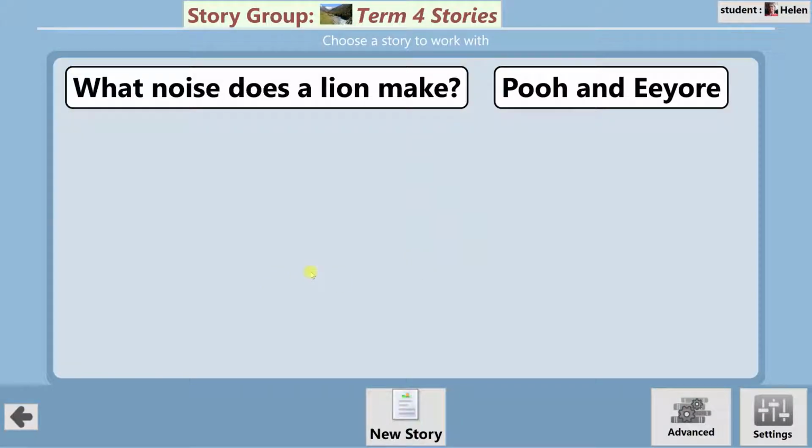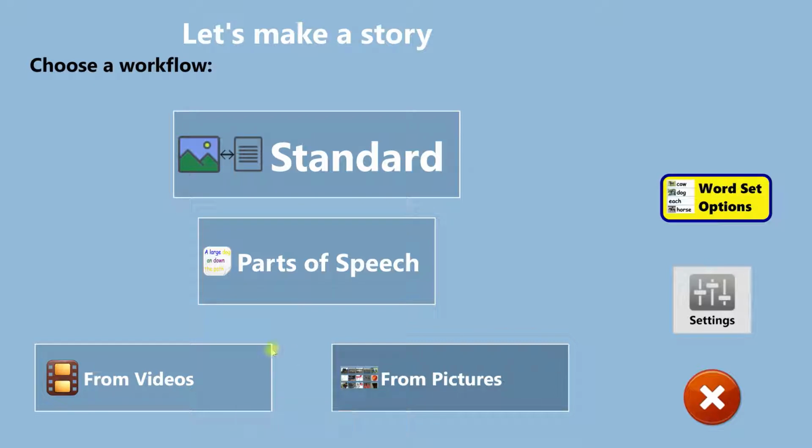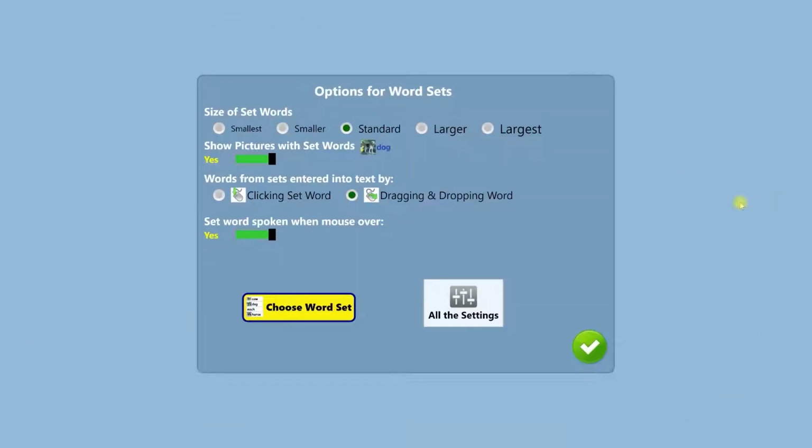I'm going to show you how you use word sets to write a story. So we'll just click on New Story, and then on the screen, instead of these modes here, we're going to go over to the Word Set Options button. Click on that. Now this is how you set up how you want the word sets to appear.